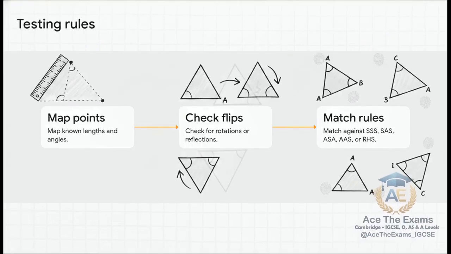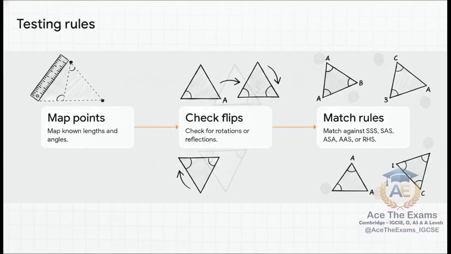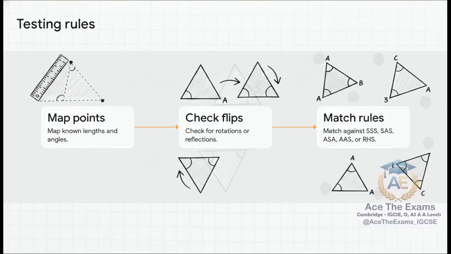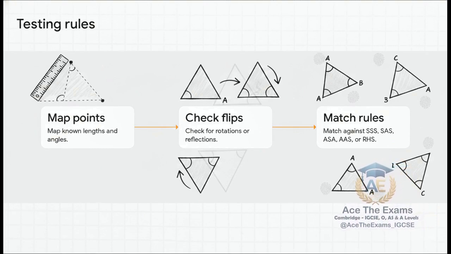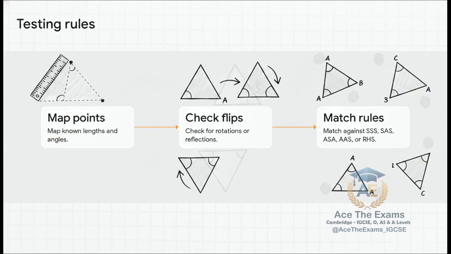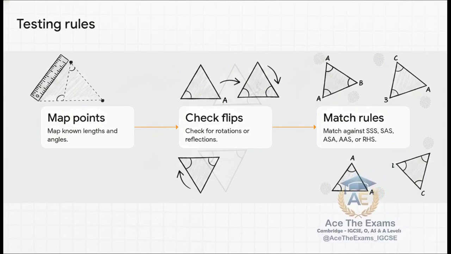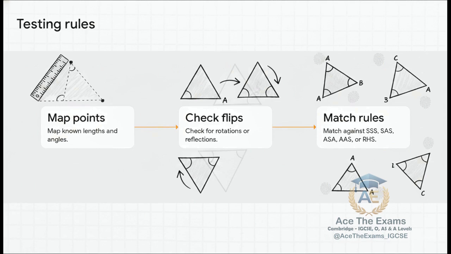So whenever you face a congruence problem, you need to build a mental habit of using this simple 3-step survival checklist. First, carefully map your knowns on the diagram. Write them out. Second, check if the shape has been rotated or reflected, because congruent shapes can absolutely be flipped upside down or spun around and they're still perfectly congruent. And finally, confidently match your mapped points against our 5 distinct fingerprints to ensure you aren't being tricked by an ambiguous angle.